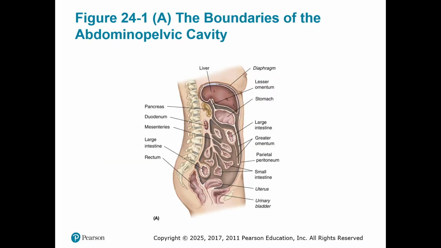All right, so let's just kind of go through this. Here we have the pancreas. This is the duodenum, the mesentery. Here is the large intestine, the rectum. Here's your stomach. And you can kind of look at this, the uterus and a female's urinary bladder.